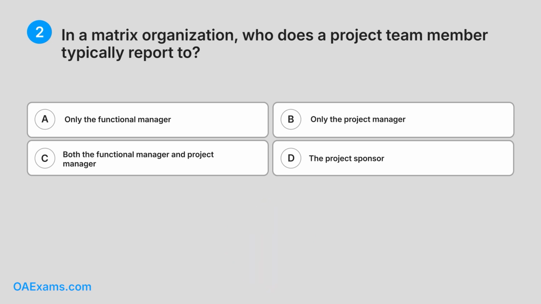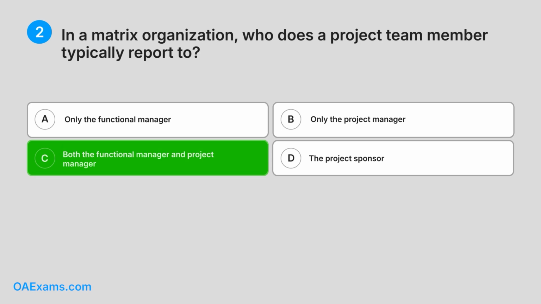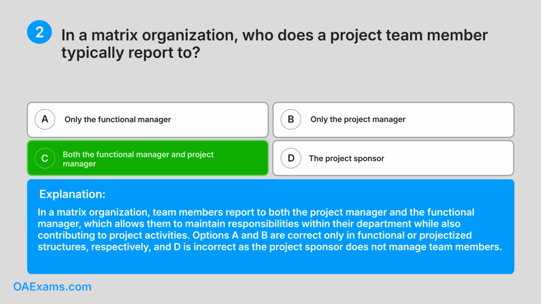Correct answer: C. Both the functional manager and project manager. Explanation: In a matrix organization, team members report to both the project manager and the functional manager, which allows them to maintain responsibilities within their department, while also contributing to project activities. Options A and B are correct only in functional or projectized structures, respectively, and D is incorrect as the project sponsor does not manage team members.